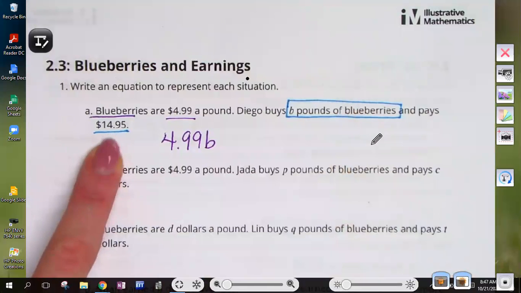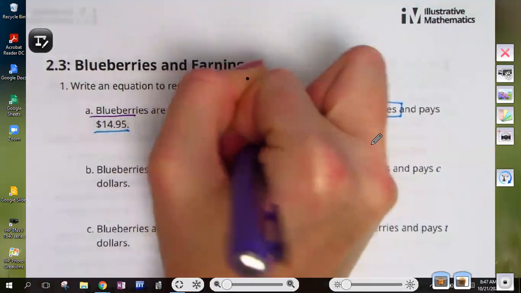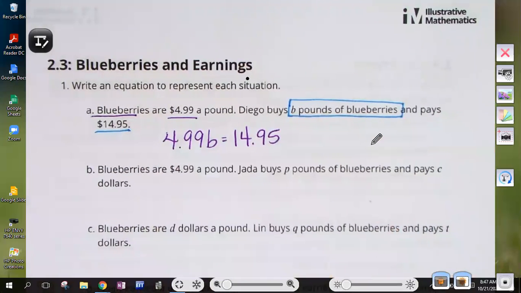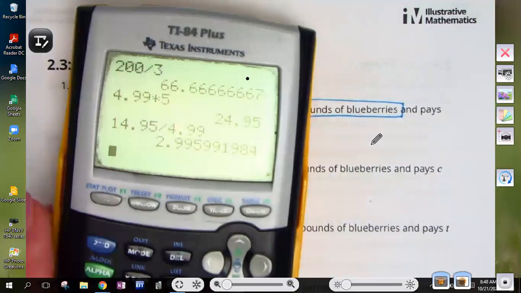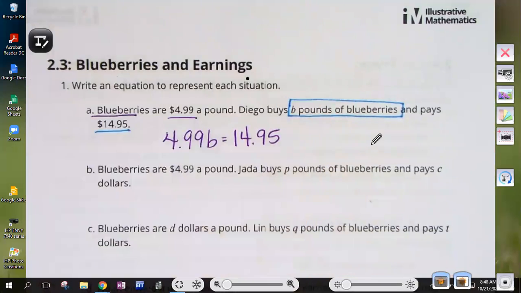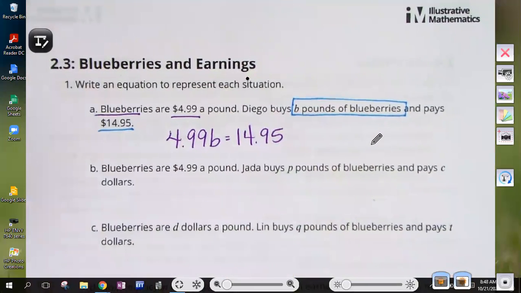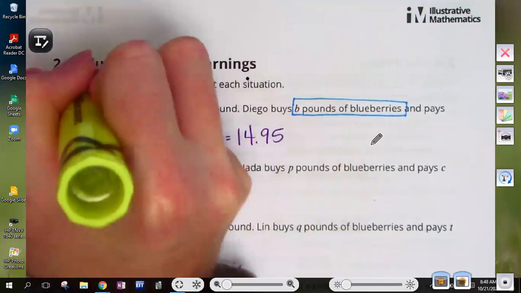All it wants us to do is to write an equation. It does not want us to solve it. You could, but it's a heavy decimal, because if you do 499 times 3, it's 1497. It's like a big long decimal. All right, so that is your equation. That's all it wants you to do, just write an equation for each situation.